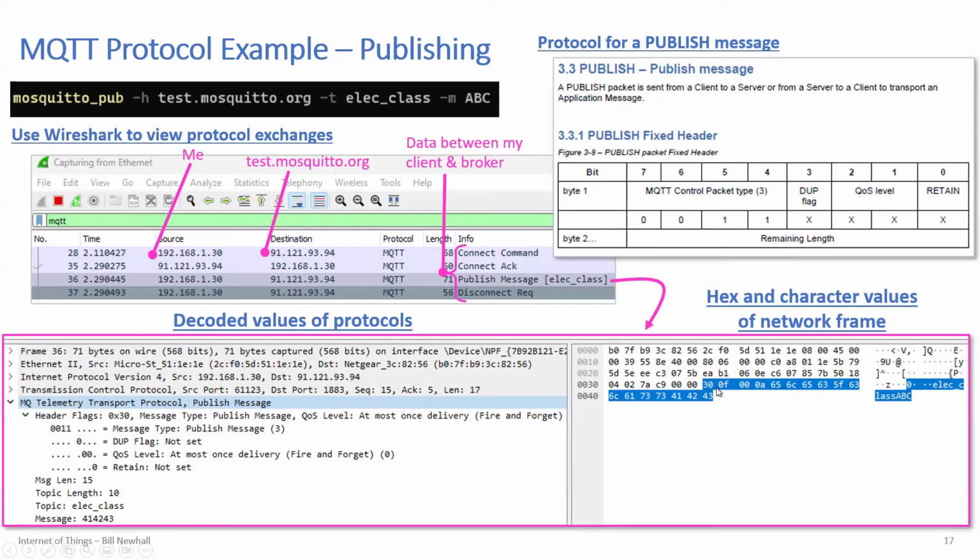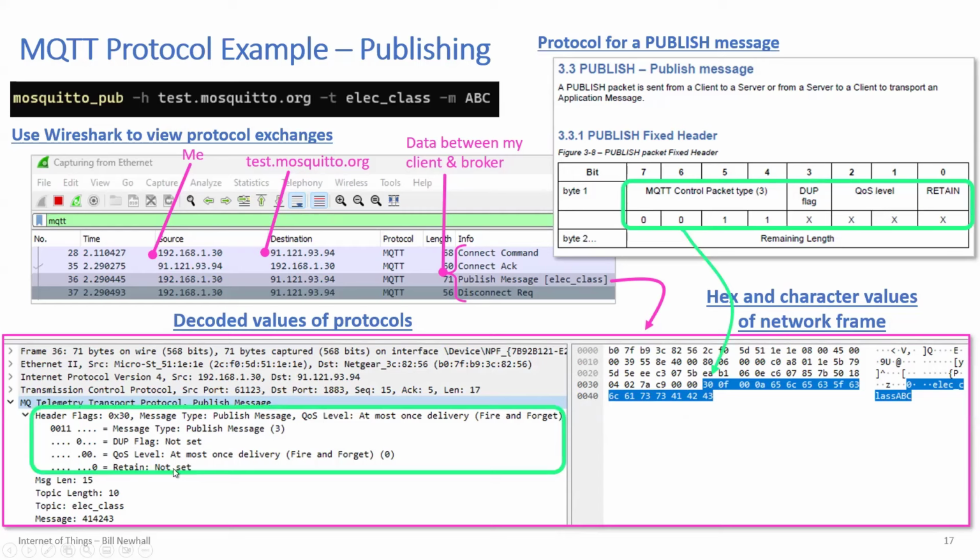But so let's see. Here are the bytes of that network frame. So right here is what we're calling the MQTT packet. You can see that we have a publish message and Wireshark's decoding this for you, right?